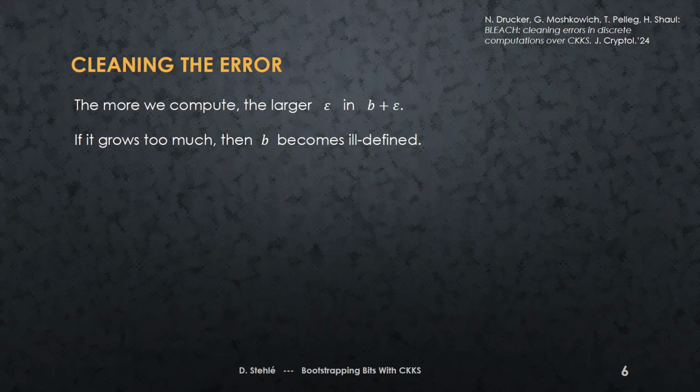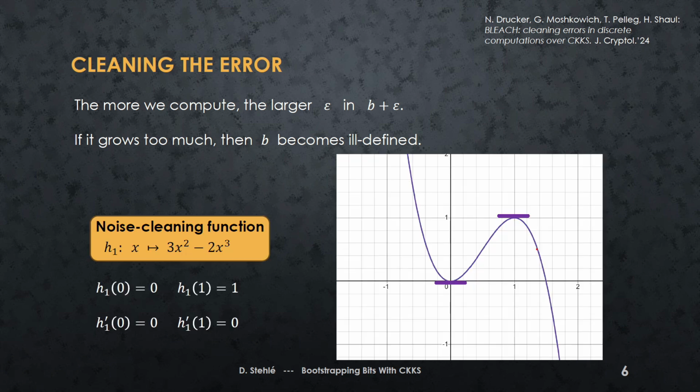You may realize that the more you compute, the larger epsilon gets. In the previous slide, the shape of the new epsilon is pretty disgusting, and it's actually bigger than the epsilons of the inputs. And if the epsilon grows too much, then the bit B becomes ill-defined. If I give you a value very close to 1/2, at some stage you don't know if it's 0 or 1. It's becoming too noisy, and you are losing sense in your computation.